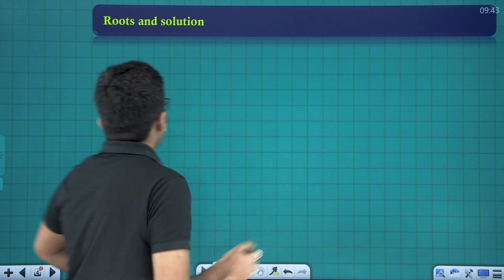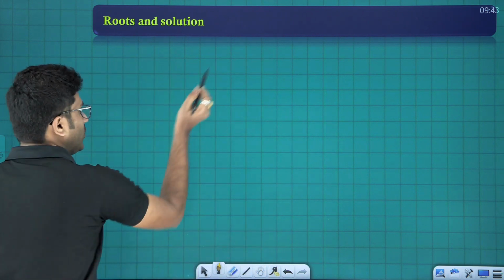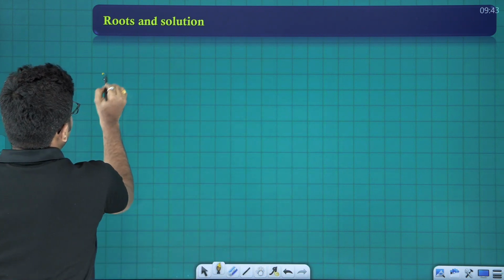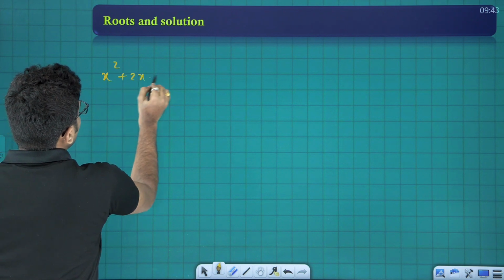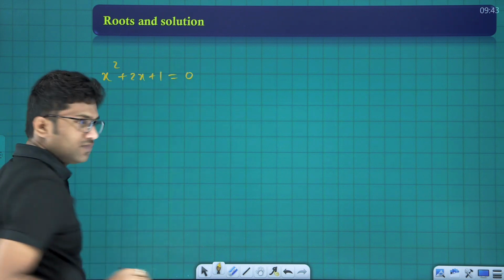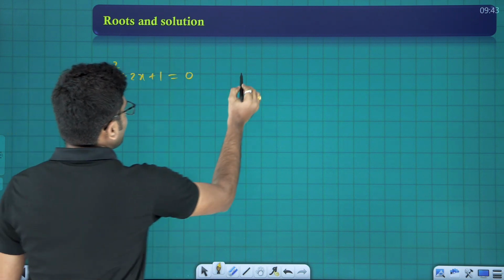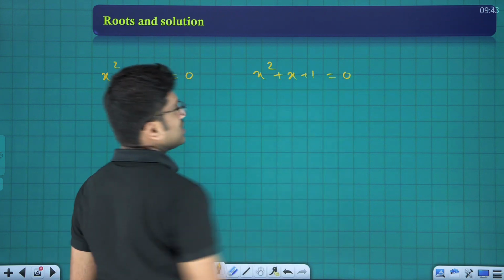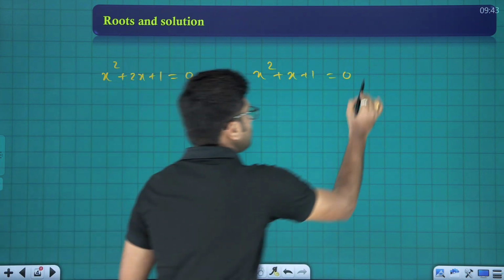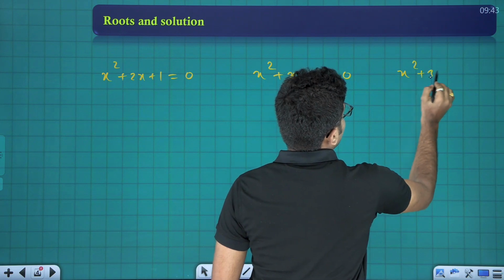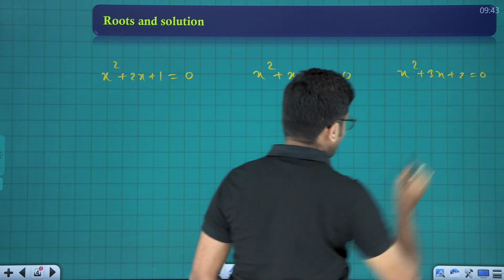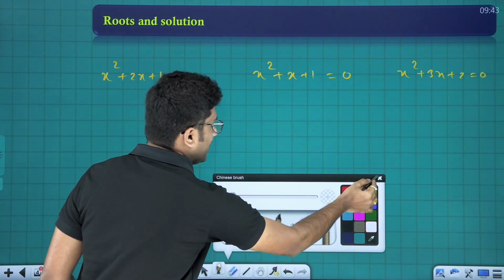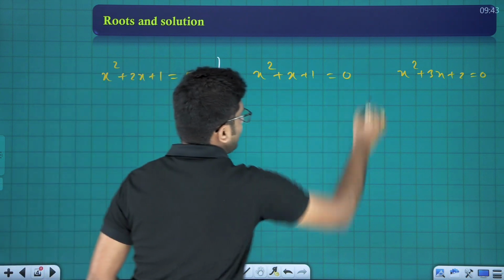Now I'll give you an example. Quadratic equations. First one, x² + 2x + 1 = 0. Another quadratic equation, x² + x + 1 = 0. Another, x² + 3x + 2 = 0.